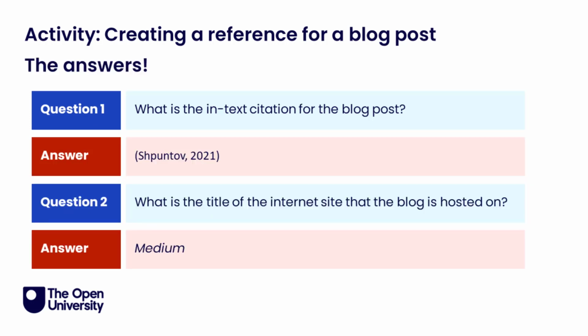Hopefully you were able to easily find the answers to the questions. The in-text citation is made up of the surname of the author of the blog post, which is given as Mark Spuntoff, and the year that the blog post was written, which is 2021. And the title of the internet site that hosts this blog is Medium. I'm now going to go to the blog post to show you where I found this information and where to find the other information that I need to create my full reference.